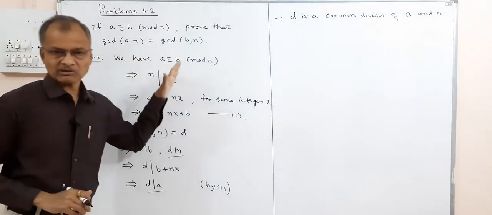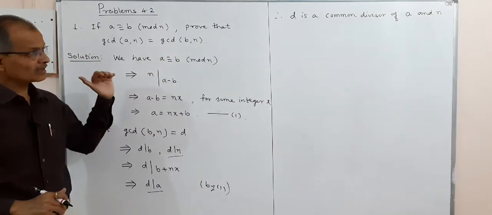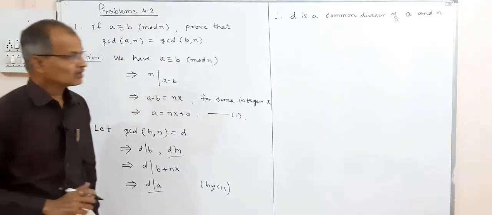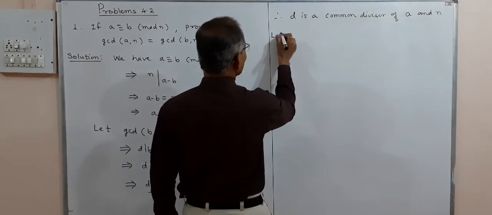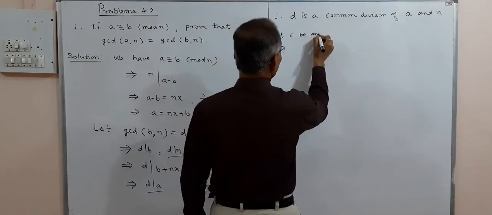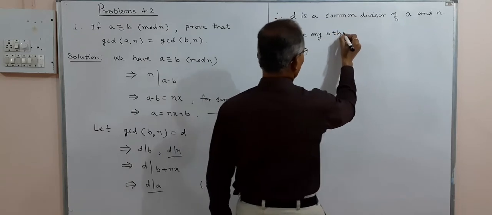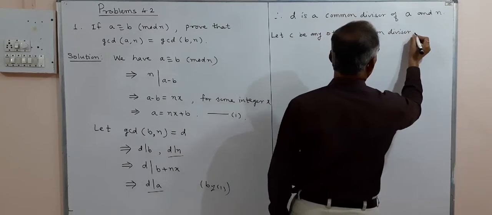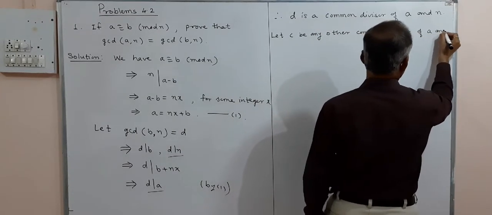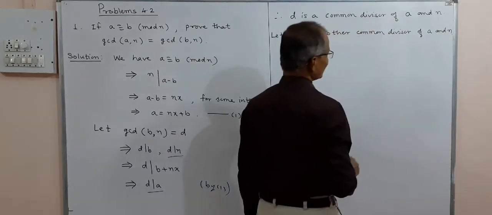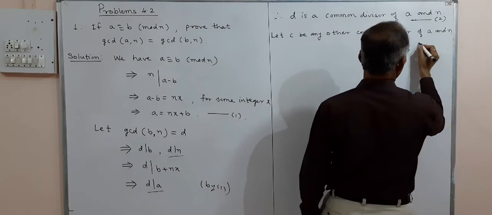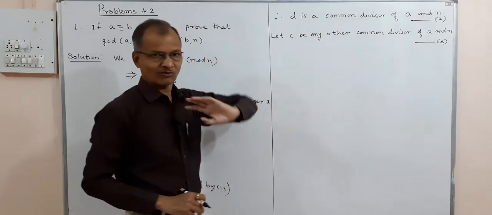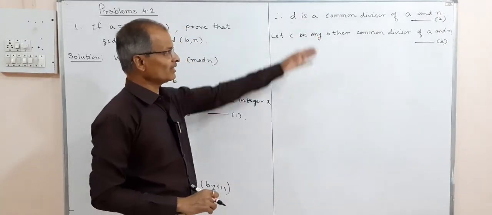And by the definition of greatest common divisor, if you consider any other common divisor, then that common divisor must be less than or equal to the greatest common divisor. So for that purpose we shall suppose let c be any other common divisor of a and n. And we shall call this the second statement and this the third statement. What we have to prove is that a common divisor must be less than or equal to d, and therefore d will be greatest.